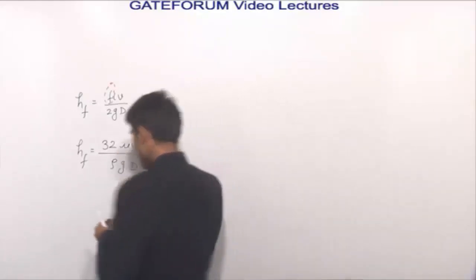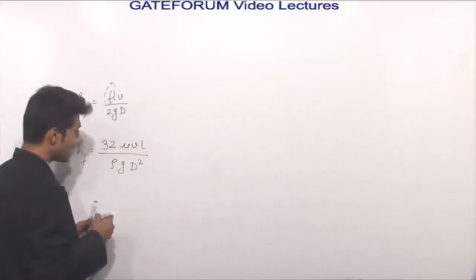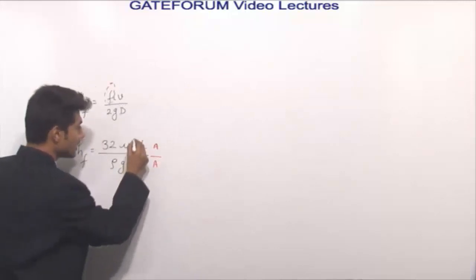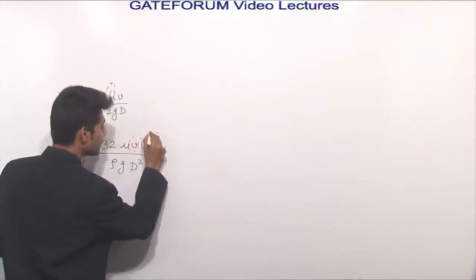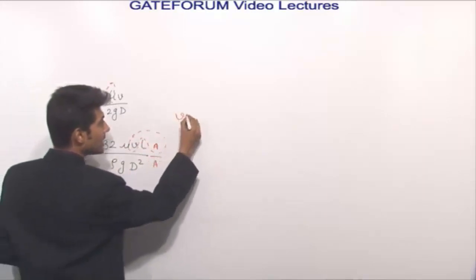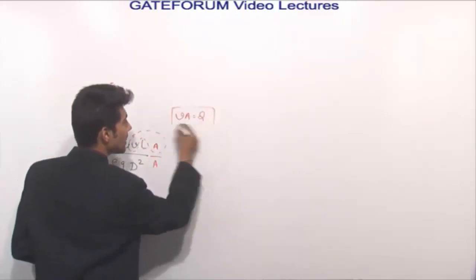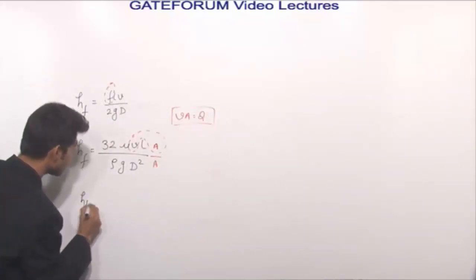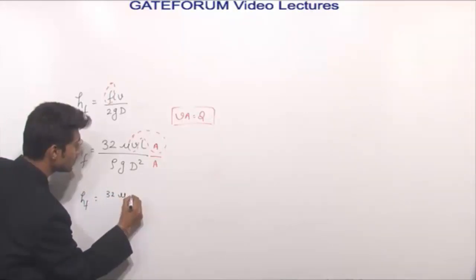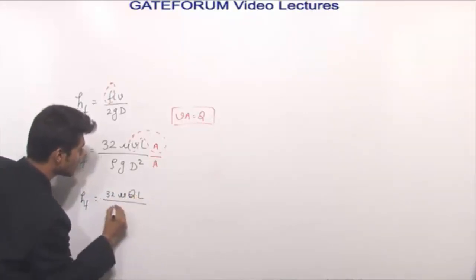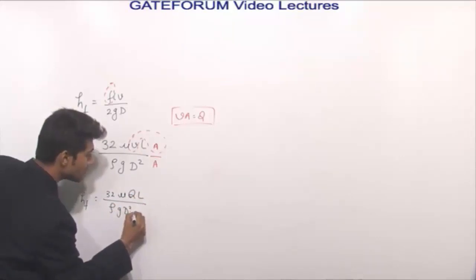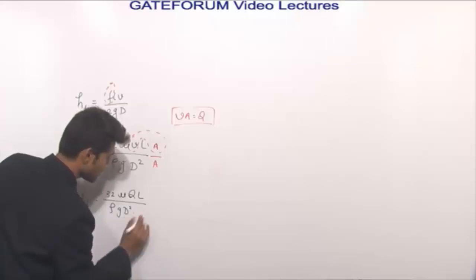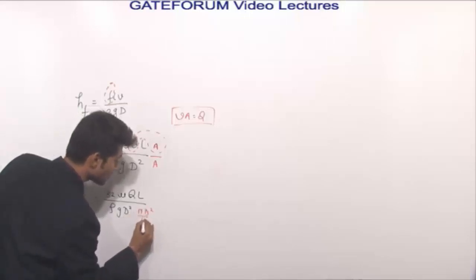Yes. If I multiply this numerator with area, and same divide, then this particular term, velocity multiplied by area, that is nothing but discharge. Now, I have a discharge term now. Can I write it as HF is equal to 32 mu discharge into L upon rho G D square multiplied by area? Can I write this area as pi D square by 4?